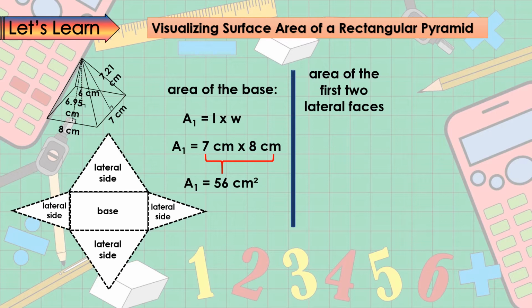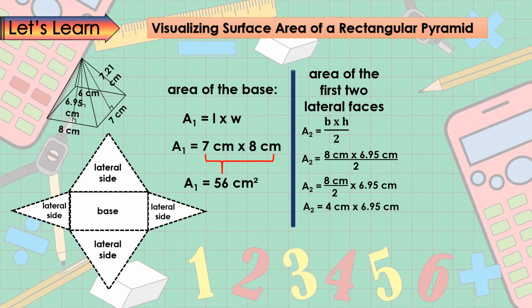Next, let's proceed with the area of the first two lateral faces. Since we are dealing with a rectangular pyramid, we have two types of lateral faces here. So for the first two, we have a formula in getting the area for a triangle, which is A equals B times H, or base times height, over 2. So we have the base is 8 centimeters times the height, which is 6.95 centimeters, over 2. So we are going to divide 8 centimeters by 2 times 6.95 centimeters. So we will get 4 centimeters times 6.95 centimeters. We will get 27.8 centimeters squared. So that is the area for our first two lateral faces.